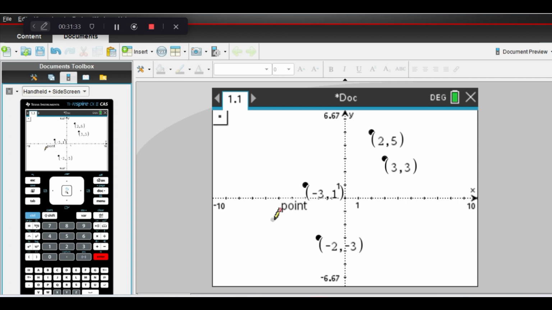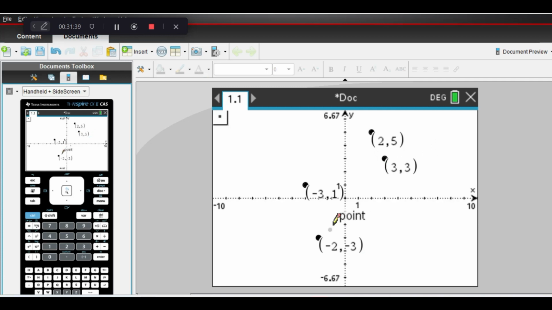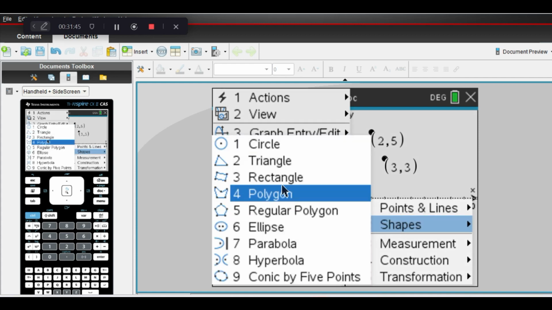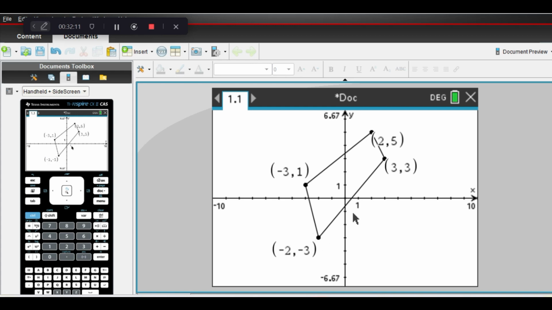Well, I can tell you just from looking at that, -3, 1, -2, -3, 3, 3, and 2, 5, sure doesn't look like a parallelogram. But they want us to prove it finding the midpoint of each side and see if it's bisecting each other. So let me show you how that would work. Let me construct the parallelogram here, or the possible parallelogram. Doesn't really look like one to me, and we're going to move these points where we have a clear view of the coordinates. Okay.